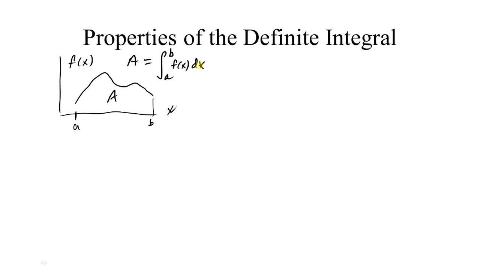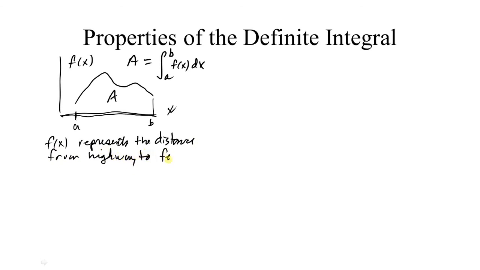And if you had, for instance, a piece of land along a highway, and f of x represents the distance from the highway to the fence in the back of your property, then you could get the area that you have between a and b by calculating the definite integral.